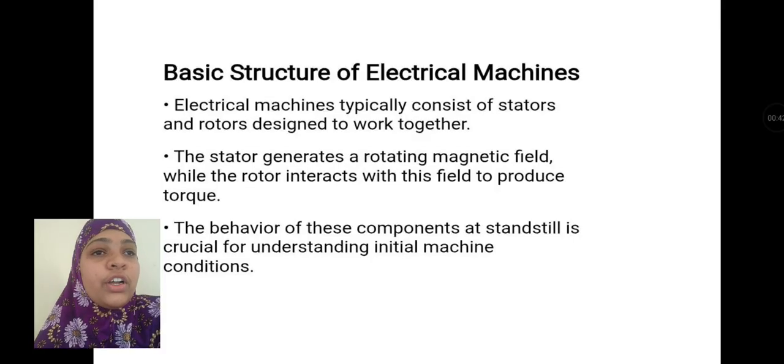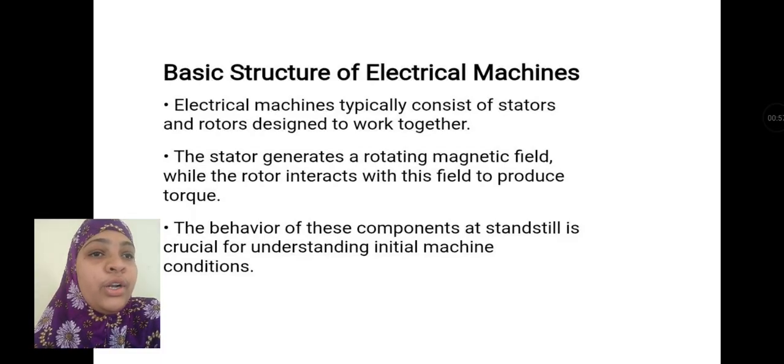Basic structure of electrical machines. Electrical machines typically consist of stator and rotor designs that work together. The stator generates a rotating magnetic field while the rotor interacts with this field to produce torque. The behavior of these components at standstill is crucial for understanding initial machine conditions.